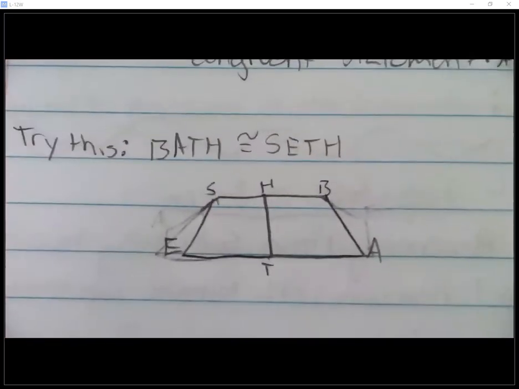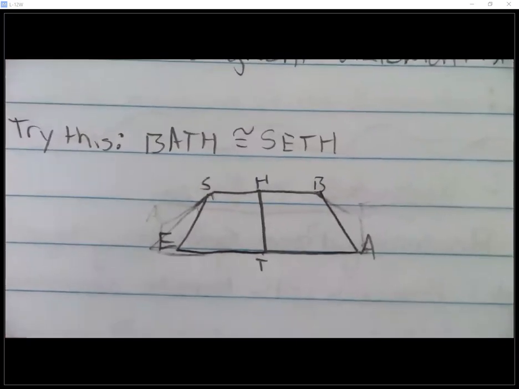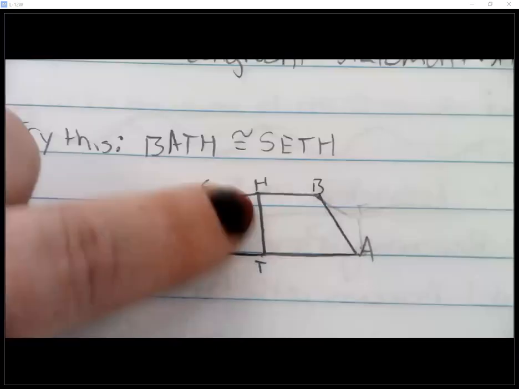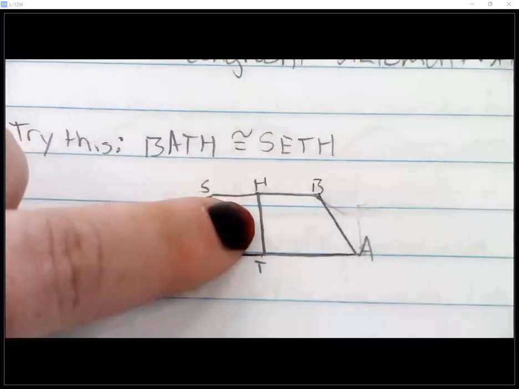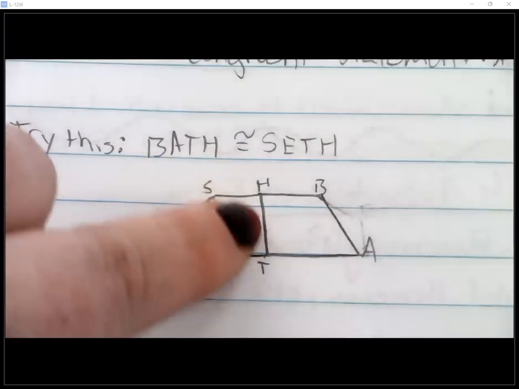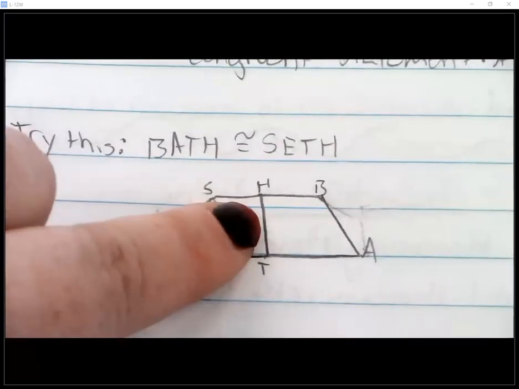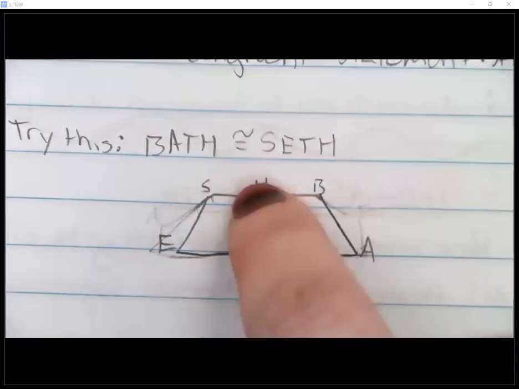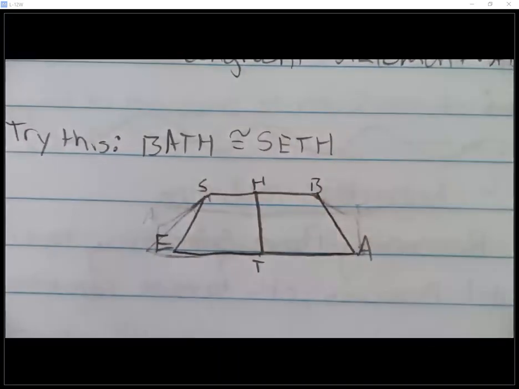So basically, the only way to make this work is, your diagram might not look exactly the same, but they have to be sharing this side with each other, TH. So make sure that in your diagram, these two figures are sharing TH. That's the only way to make this work. And then make sure on one side you have BATH, and then you've basically got to flip it over to SETH.